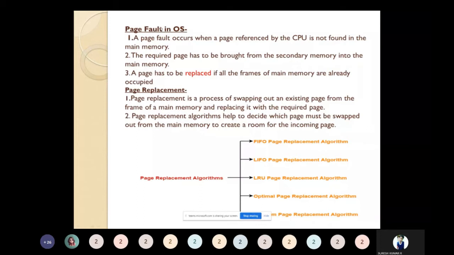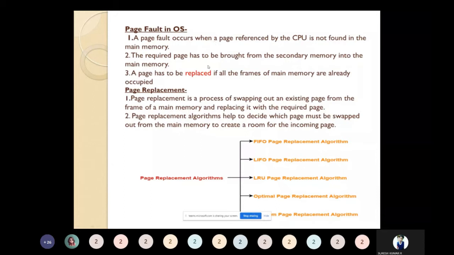When a page fault occurs, the required page has to be fetched from the secondary memory into the main memory. So in main memory there is no page, and we have to fetch the page from the secondary memory. This is the process of page fault.